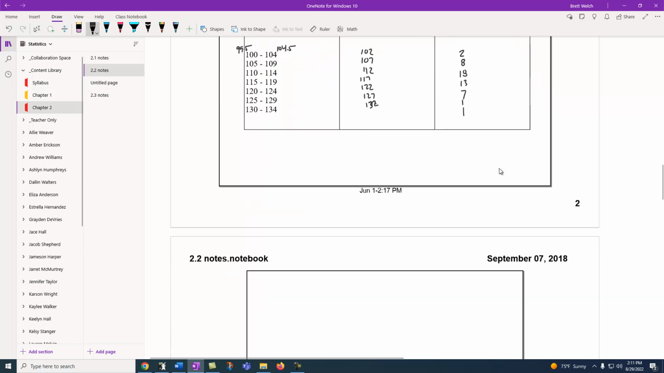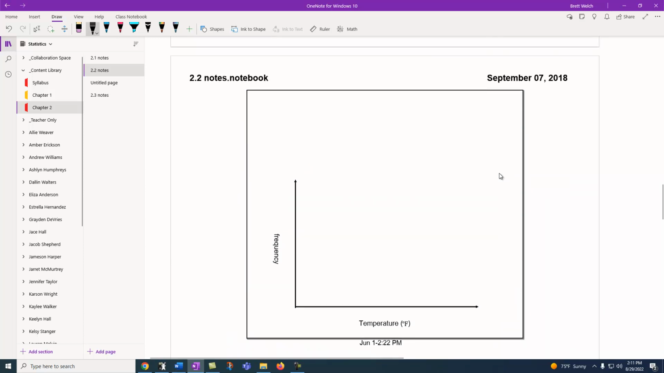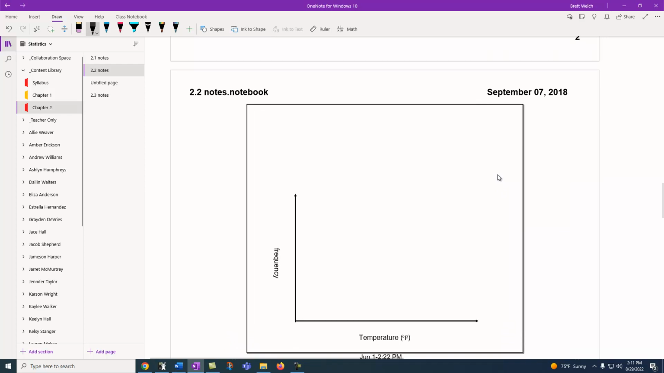The reason that matters is now when I go to do the frequency polygon, our temperature is down here. We're going to label the x-axis with the midpoints. The first midpoint we're going to worry about is 102. The next midpoint should be 107. The next midpoint would be 112.